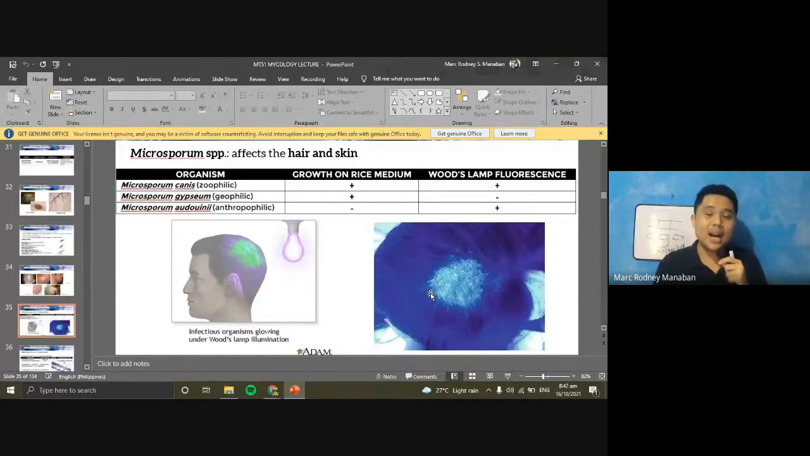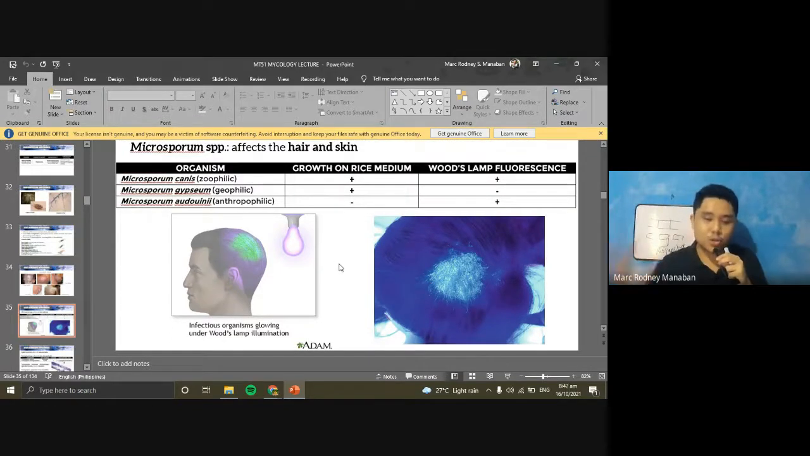So how do we remember? Canis, mar siya kanin, di ba? So canis, kanin, siya ang positive sa rice grain medium or rice medium. Okay? So microsporum canis, microsporum kanin. Okay? Ayan. Okay, and woodland fluorescence, as you can see, if you show part of the hair, okay, with UV light, mo fluoresce siya. And usually it's color yellow or yellowish green. Okay, iyahang fluorescence. Okay, that's for microsporum.